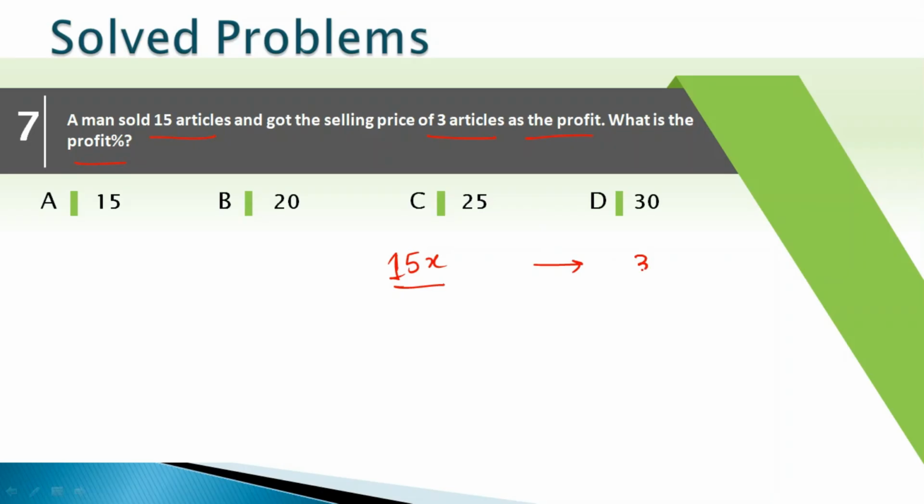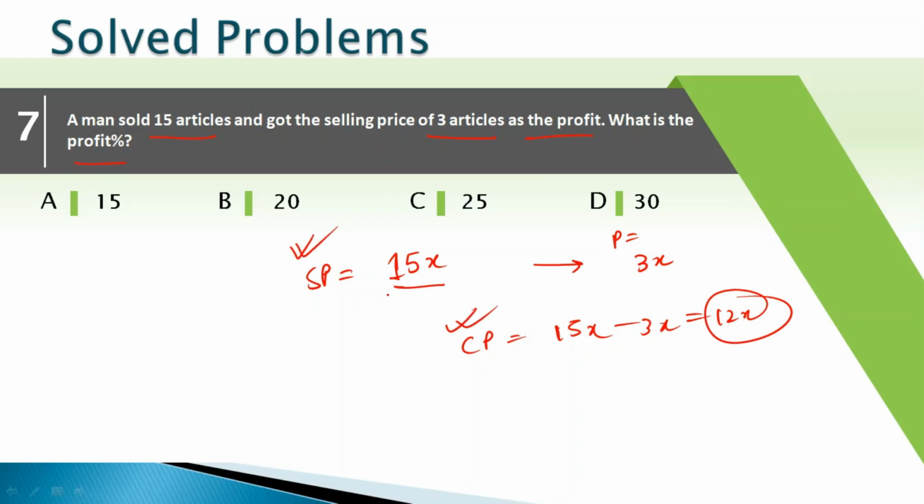So profit was 3X. So what was the CP? SP is 15X, profit is 3X. So how much will the CP be? 15X minus 3X comes to 12X, right? So 12X is the CP and the selling price was 15X. We are considering X as the selling price of one article. So selling price is 15X and cost price is 12X. So what is the profit percentage?